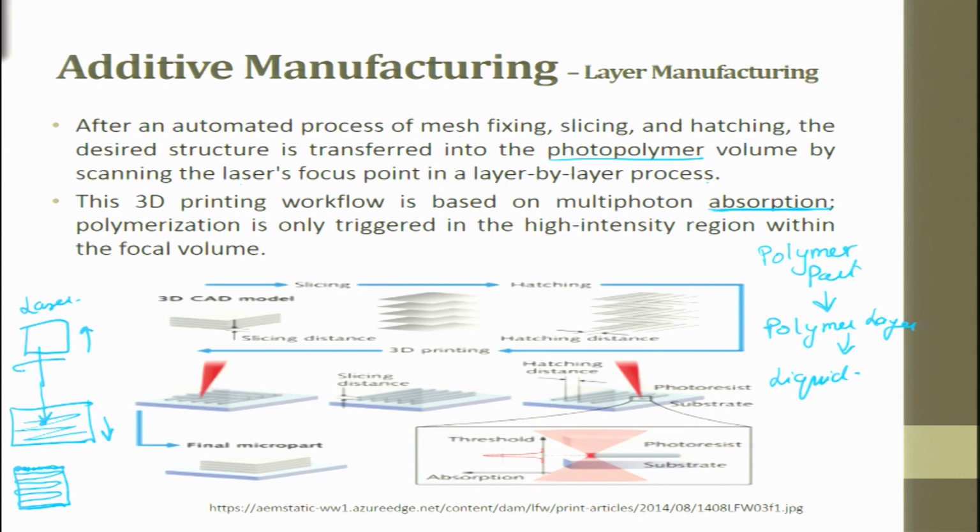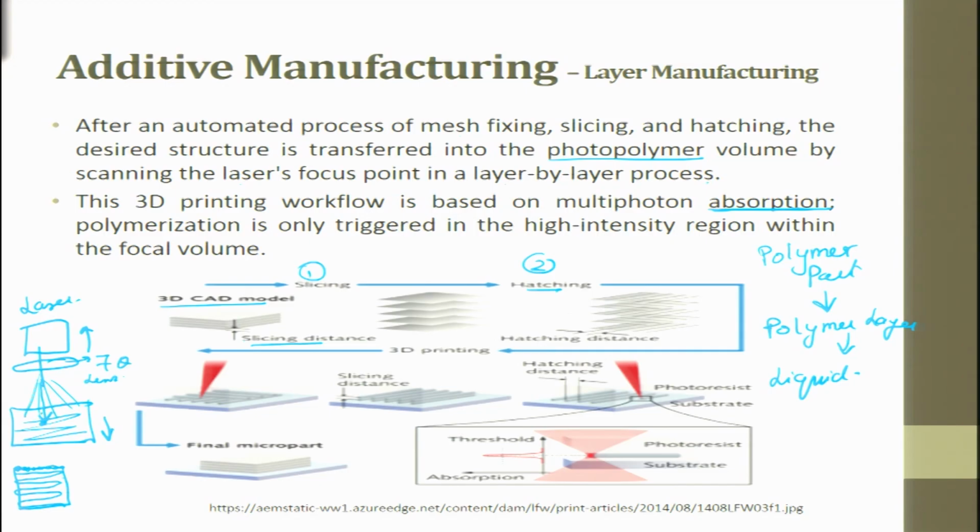And interestingly you will have something called an f theta lens which is used. So, this can scan and browse through a large area to create one layer of information. So, when you give a CAD data, this CAD data is first sliced. So, this is what I said, it is hatched. So, we are doing reverse of it, polymer part, polymer layer, then into liquid. So, first what we do is slicing is done, then the slicing is broken into hatching. This is what is a hatching. There are several patterns of doing hatching. This hatching pattern, we can optimize with respect to time, with respect to strength, whatever you want. Polymerization is only triggered in the high intensity region within the focal volume.